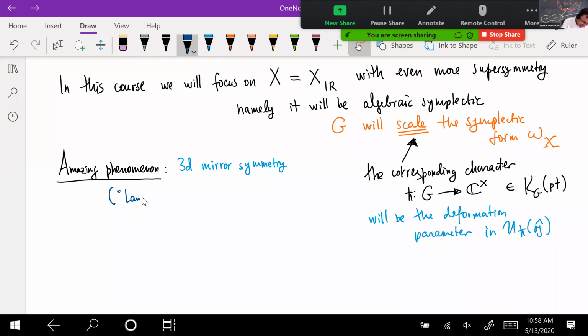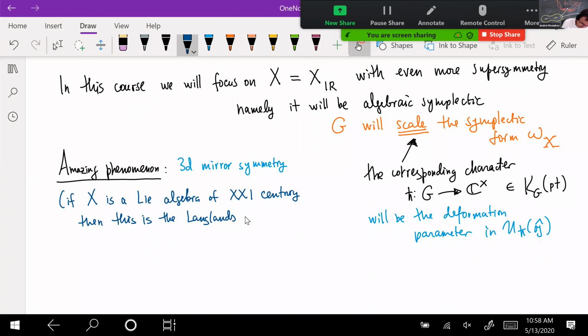This is like Langlands duality. It is the Langlands duality, as it were, of the 21st century, which I sometimes say. And we'll talk more about this.